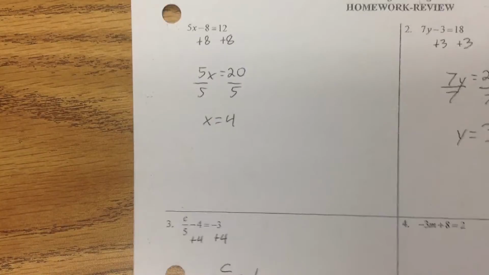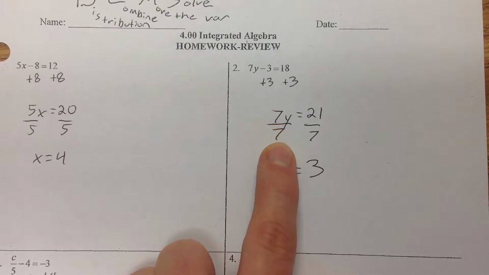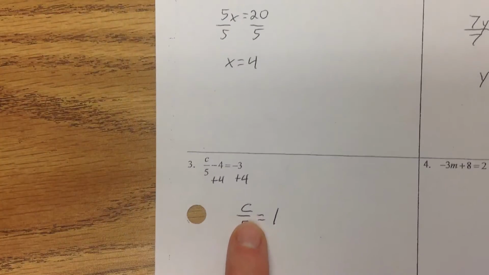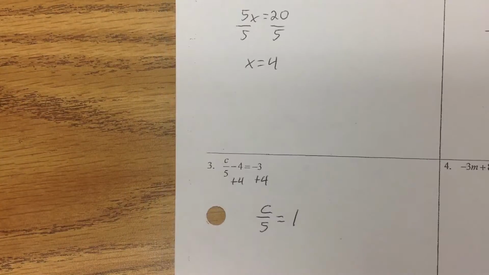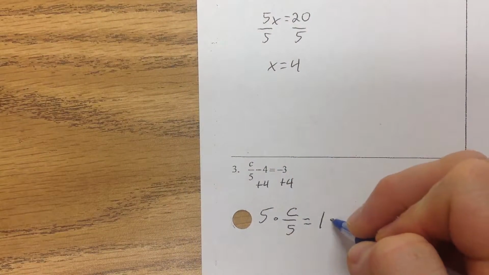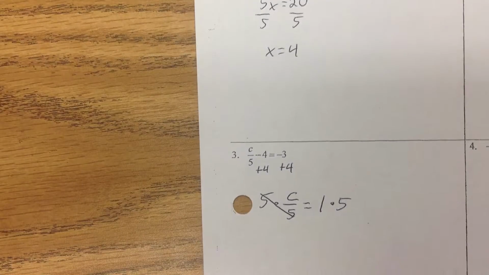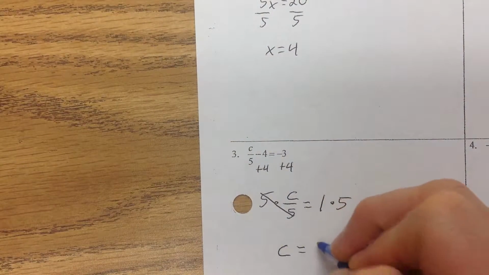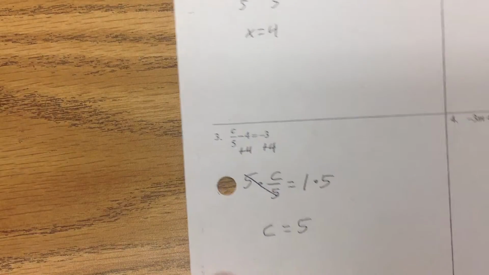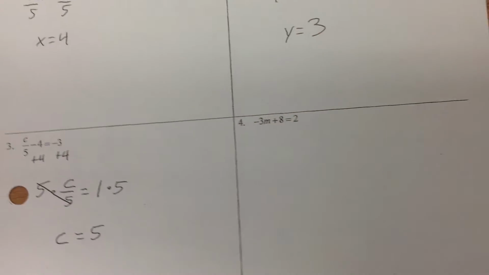Now on these problems up here, it was 5 times x, so the opposite was to divide. It was 7 times y, so the opposite was to divide. Here we have c divided by 5, so the opposite is going to be to multiply. So we're just going to multiply both sides by 5. These will cancel out, and you're going to be left with c equals 5. So as long as you stick with that premise of using opposites to cancel out numbers, you'll be in good shape for these.